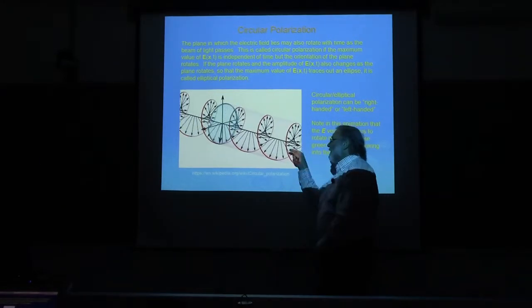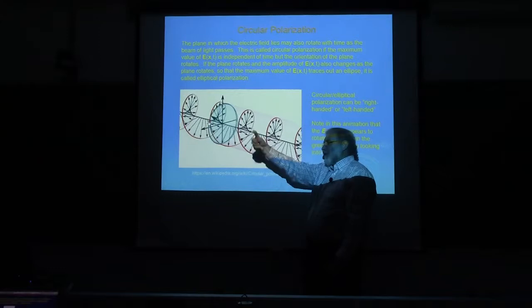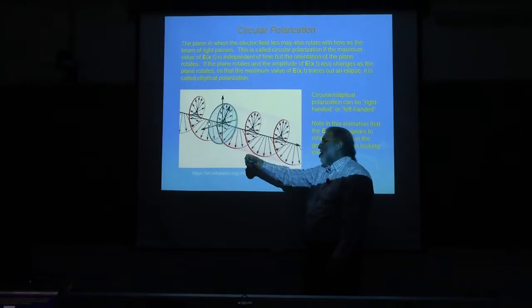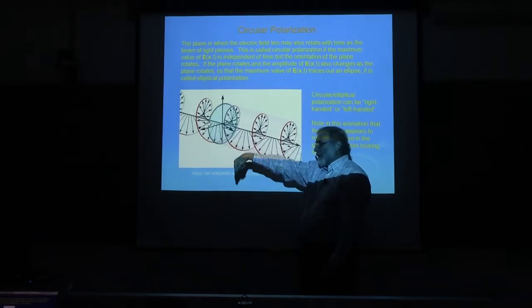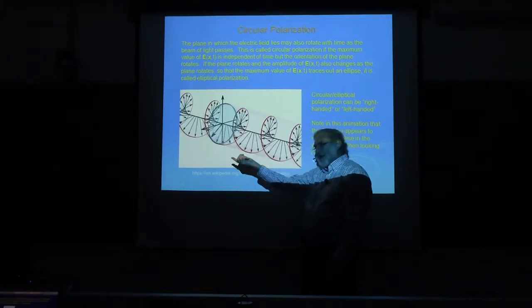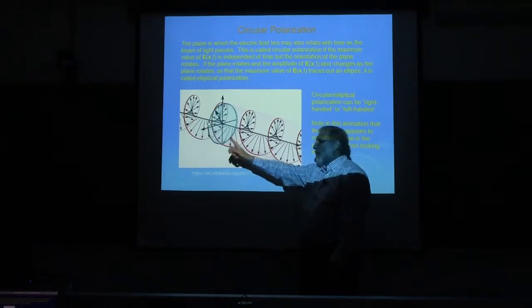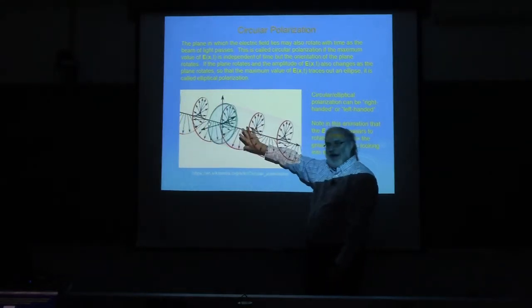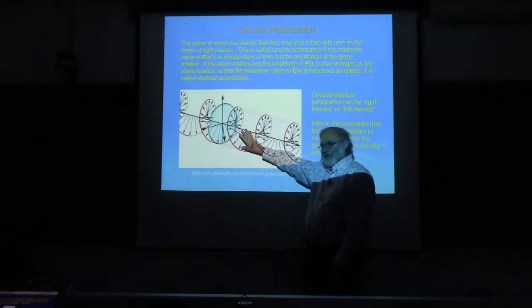Then if you're here looking backward and you just look at the electric field vector as it comes past you, in this particular figure, it's rotating clockwise. Now it could be rotating counterclockwise. This is what I call right circular polarization.